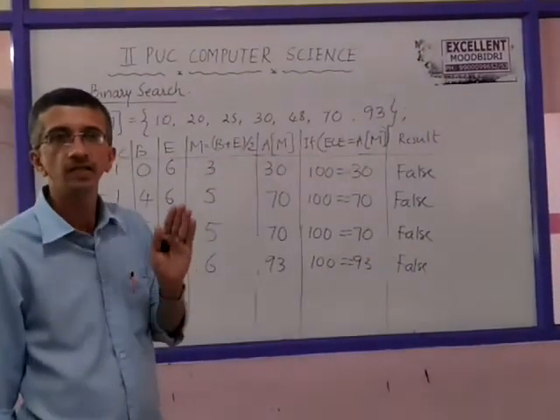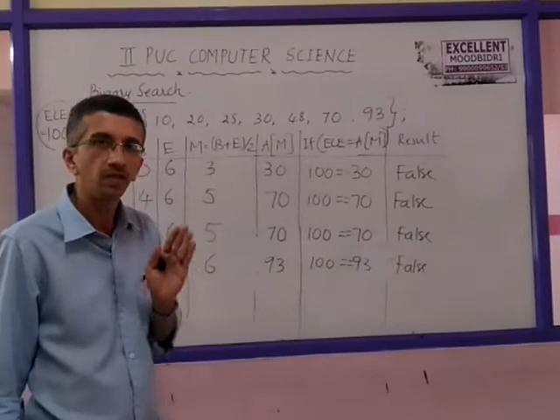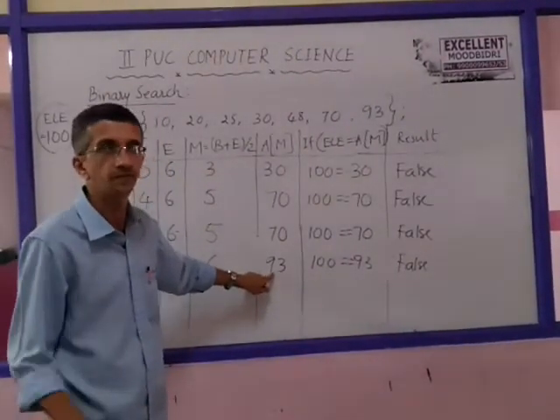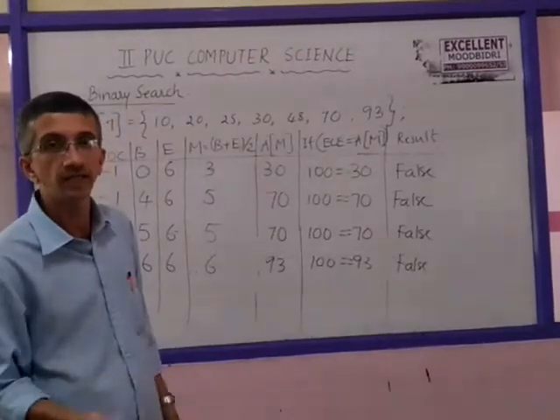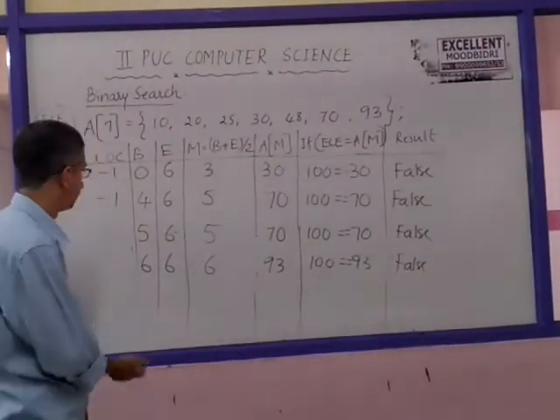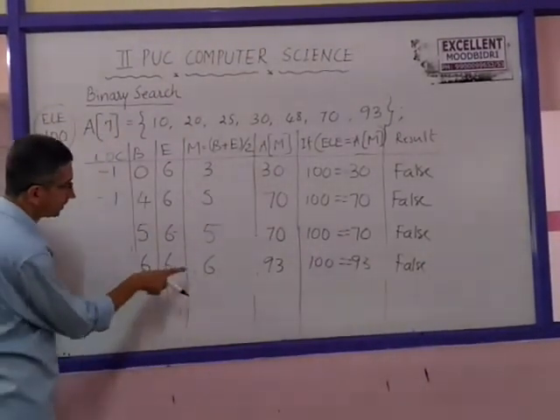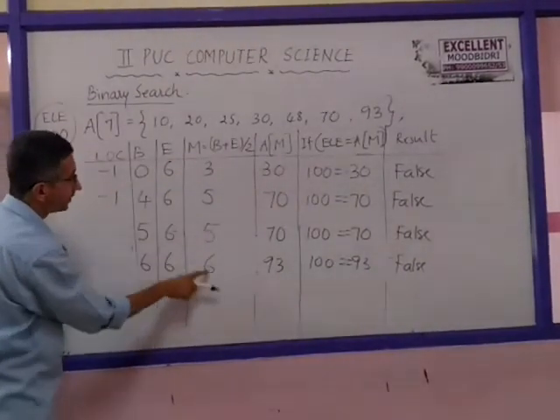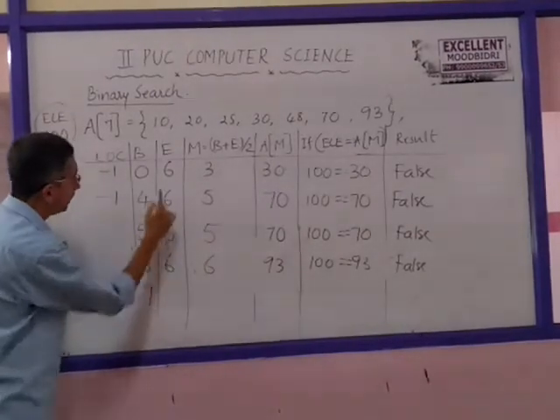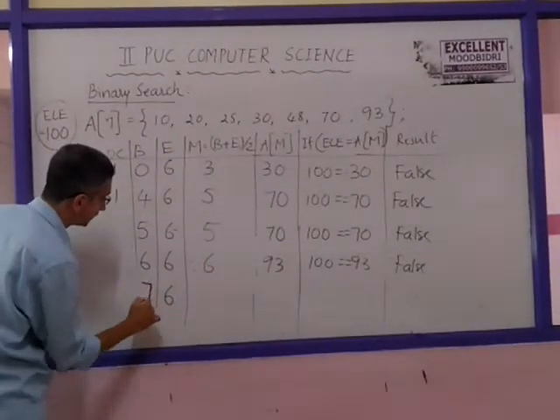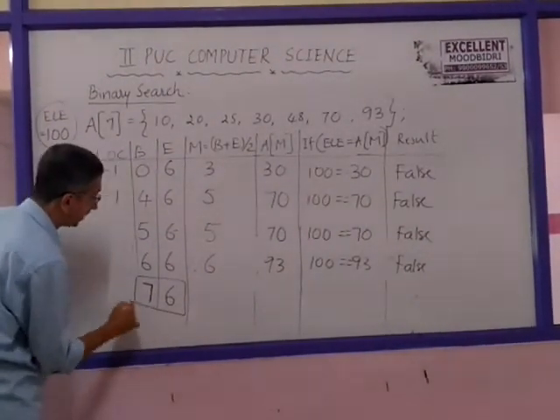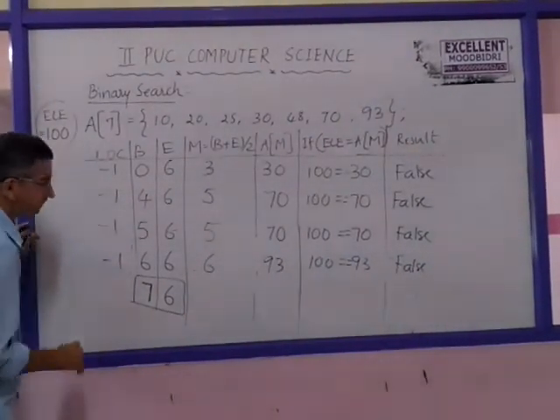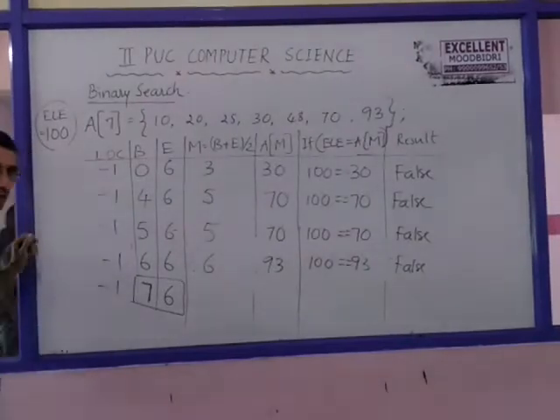Again, whether it is less than A of mid, 100 less than 93, true or false? False. Into the else section. Beginning is equal to mid plus 1. Beginning 6, mid is 6, plus 1, 7. End remains at 6. Now look at this. Verify the loop condition. So far it is minus 1 only. We have not changed it.